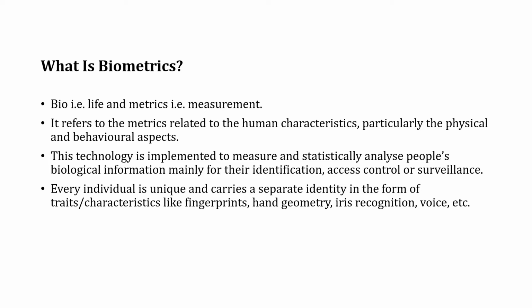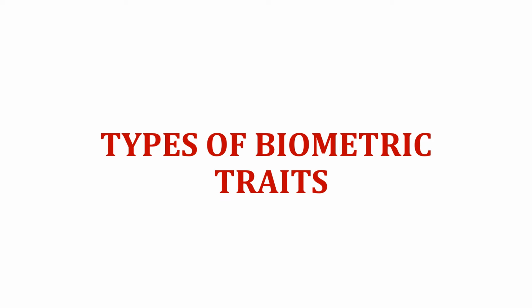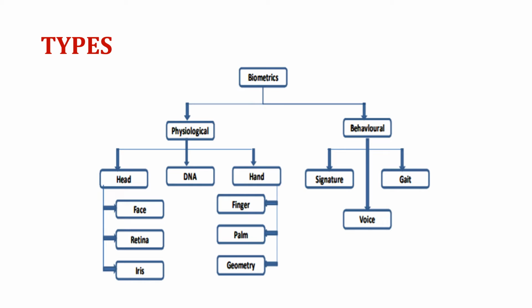So we'll see the types. So, types of biometric traits. Biometrics are generally classified into two types, physiological and behavioral. Under physiological we have head, face, retina, iris, and hand, finger, palm, then DNA. Under behavioral we have three types: signature, voice, and gait.